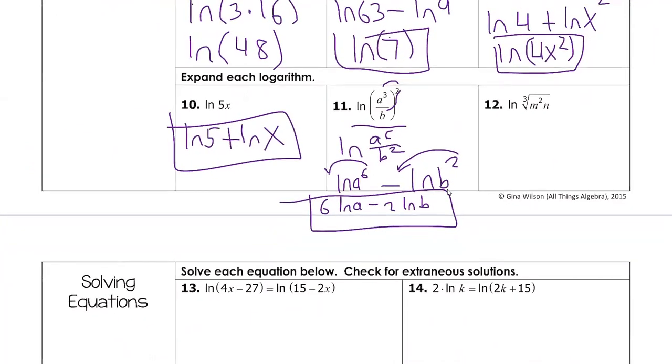Similar idea here. Like I said, this should be reviewed, it's nothing new. We're just looking at it, instead of writing log, you have ln. So all these properties aren't really new.